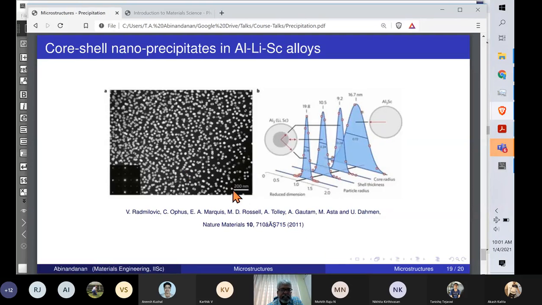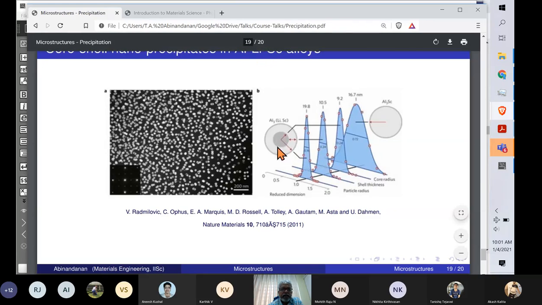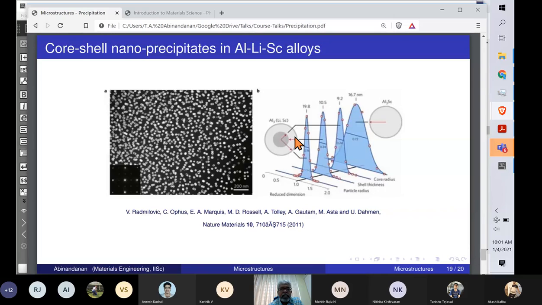And again, the micron marker here is 100 nanometers. So these are extremely tiny things, about 10 to 20 nanometers or so in size. They are nice and spherical. That is one thing that you see. And the second thing that is very important, which they proved using very careful microscopy, is to show that they are actually in the form of core shell particles. The core is based on aluminum scandium compound, and the shell is based on some aluminum lithium compound. And so you could use heat treatment to produce this sort of core and shell type precipitates.